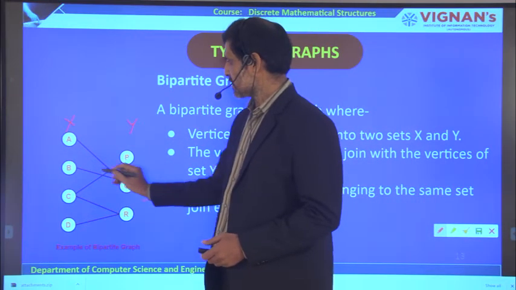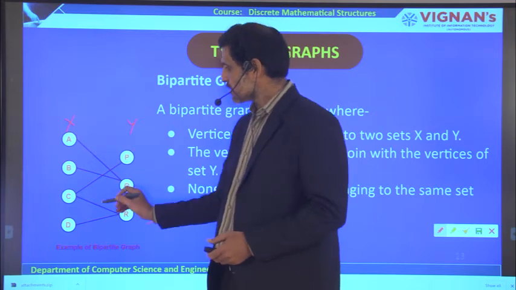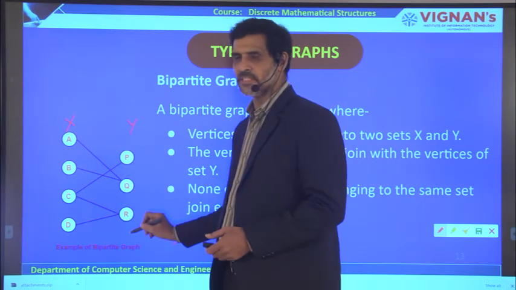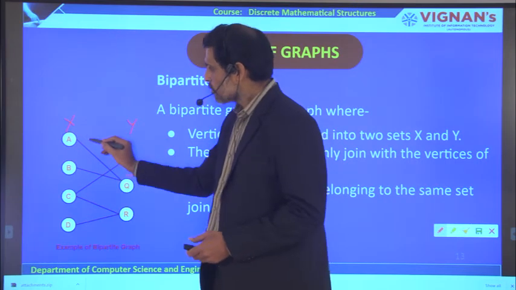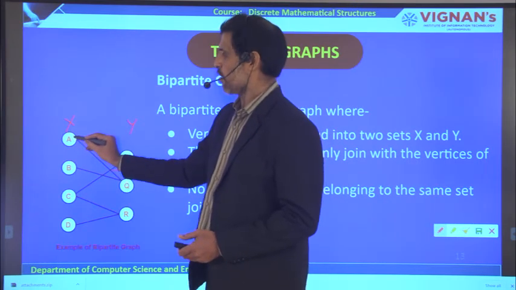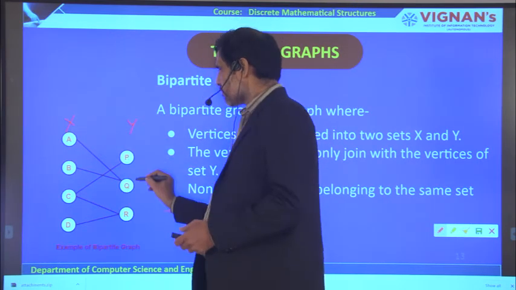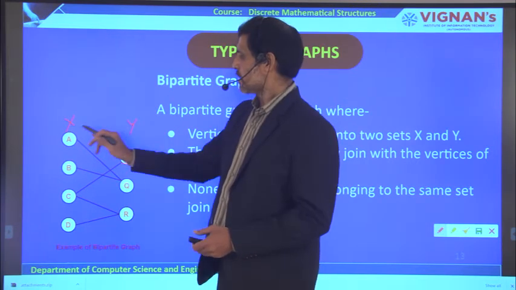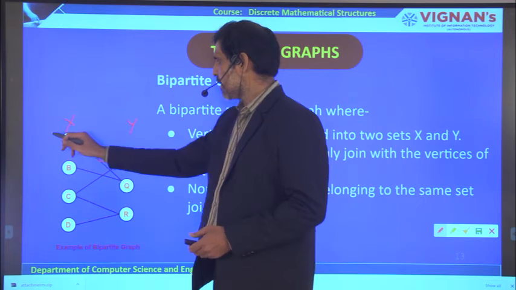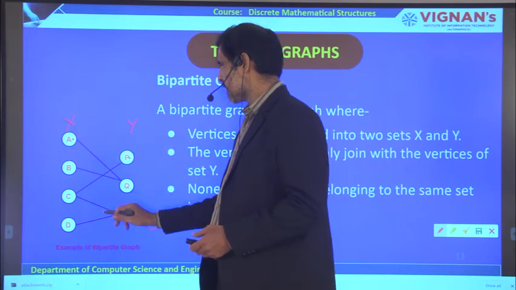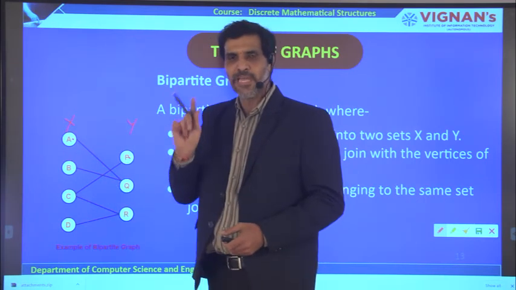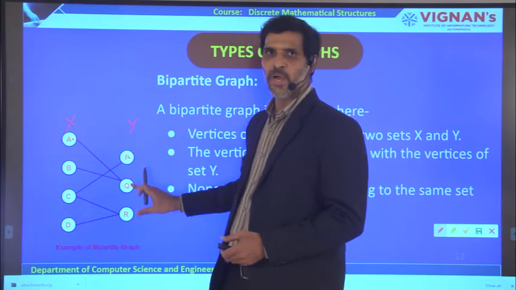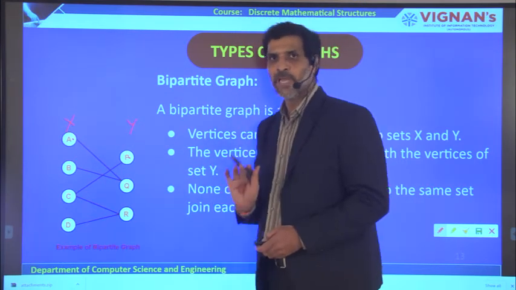And if you observe, it is not necessary that every vertex should be connected with all the other vertices in the given set Y. There should be some connection for each vertex in set X with a vertex in set Y. That is enough. No need for A to be connected with P, Q, and R. There should be at least one connection for A to a vertex in set Y. Then only we can call it a bipartite graph.